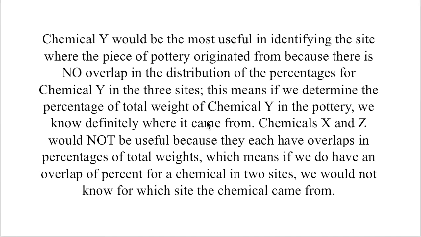Chemical Y would be the most useful in identifying the site where the piece of pottery originated from because there is no overlap in the distribution of the percentages for chemical Y in the three sites. This means if we determine the percentage of total weight of chemical Y in the pottery, we know definitely where it came from. Chemicals X and Z would not be useful because they each have overlaps in percentages of total weights, which means if we do have an overlap of percent for a chemical in two sites, we would not know which site the chemical came from.